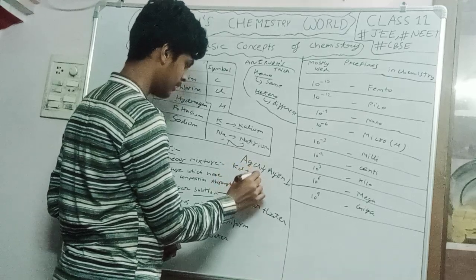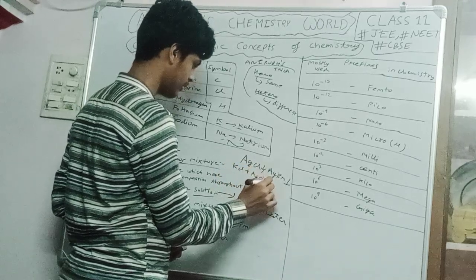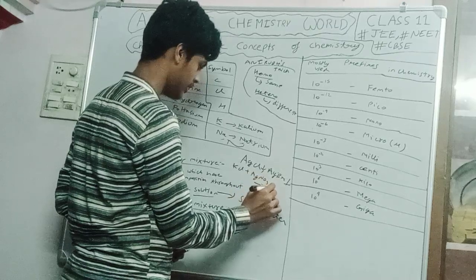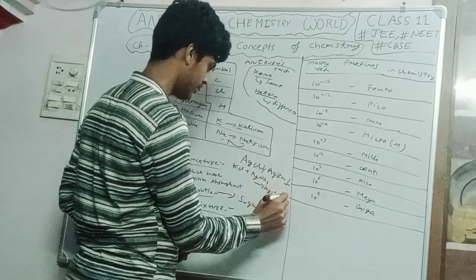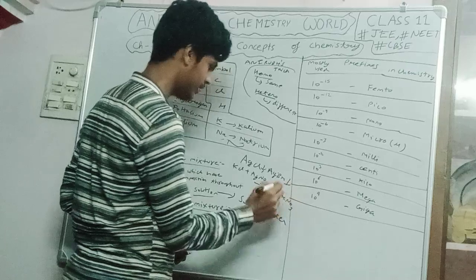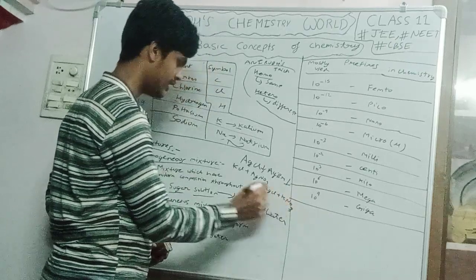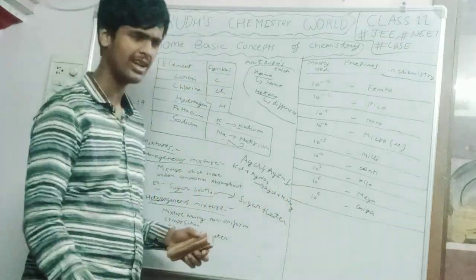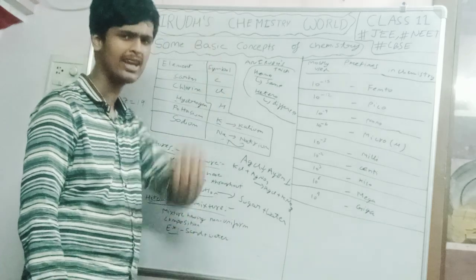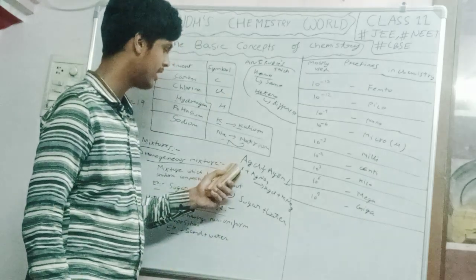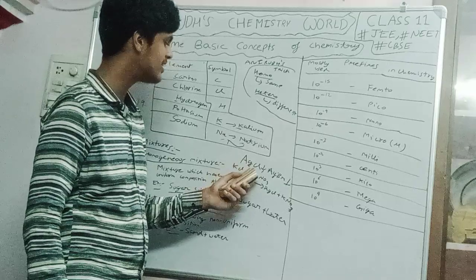KCl plus AgNO3 gives AgCl plus KNO3. This is the reaction which you have seen previously. In other reactions you will be seeing there were n number of reactions. Let us say KCl plus AgNO3.